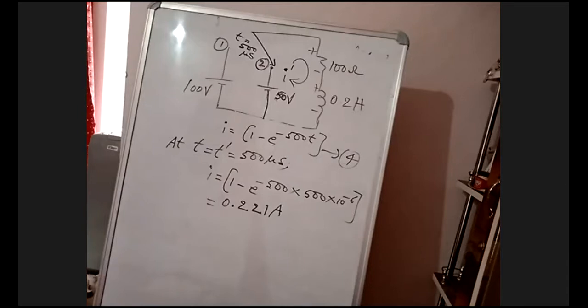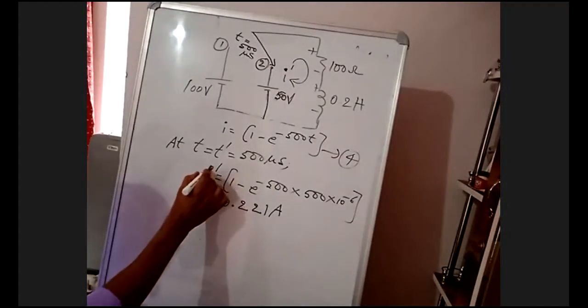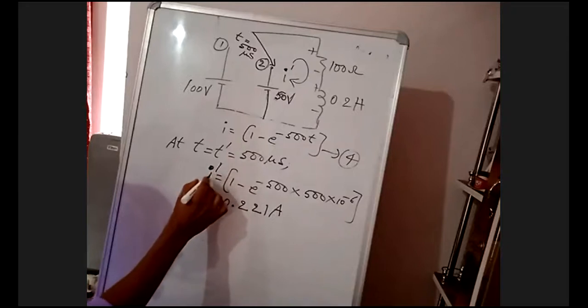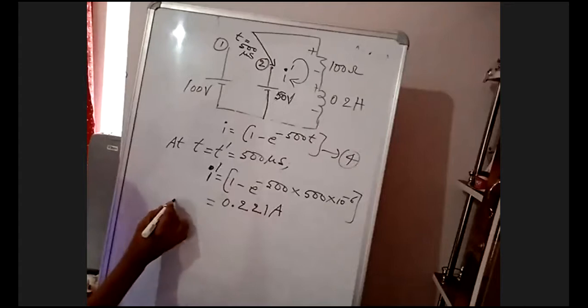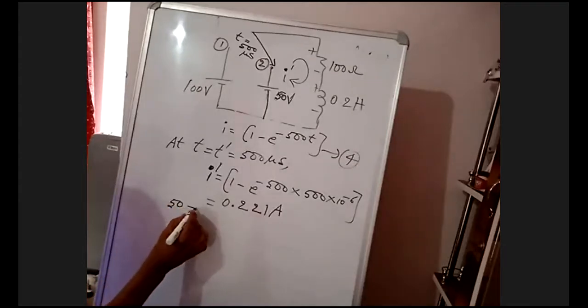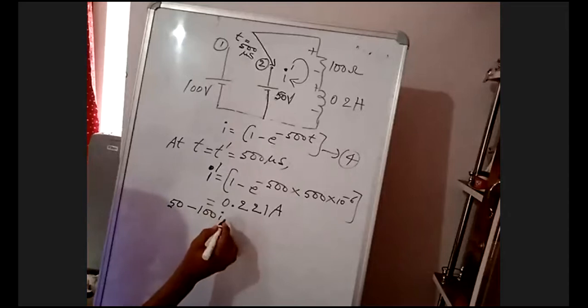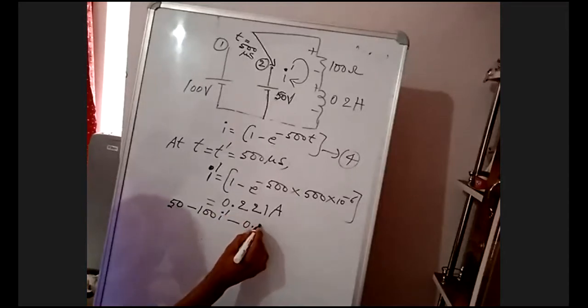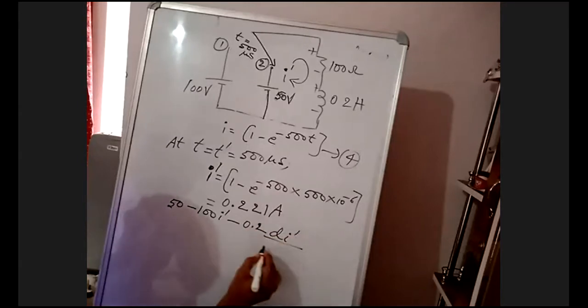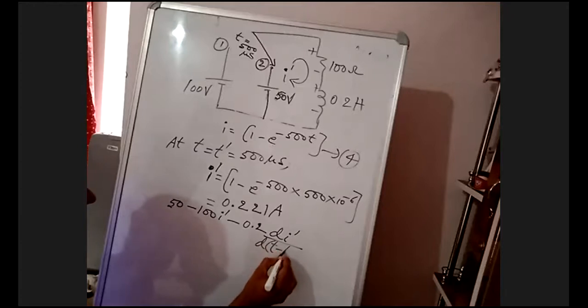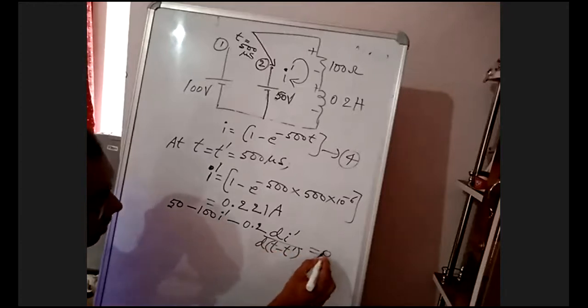Now I will write the loop equation. Sorry, this is I dash, your initial current I dash. Okay. Now write the loop equation. 50 minus 100 into I dash minus L into dI dash by dt minus t dash is equal to 0.